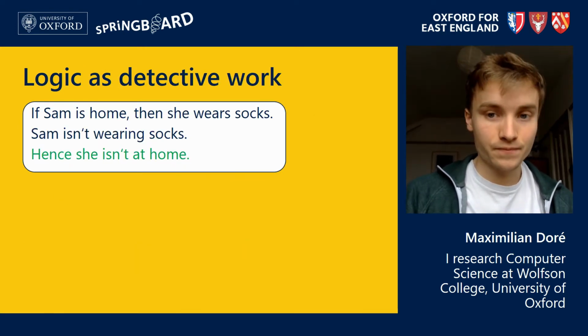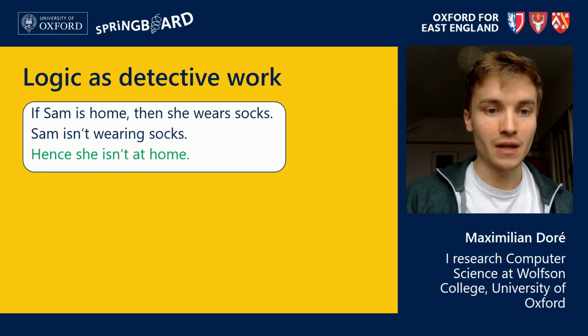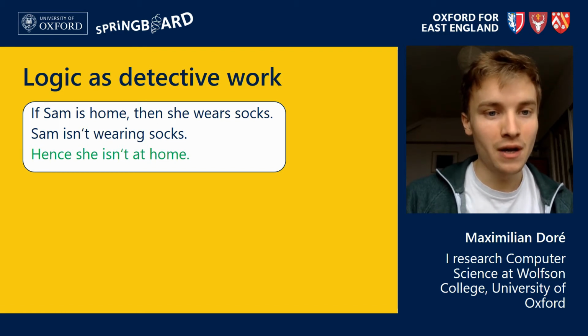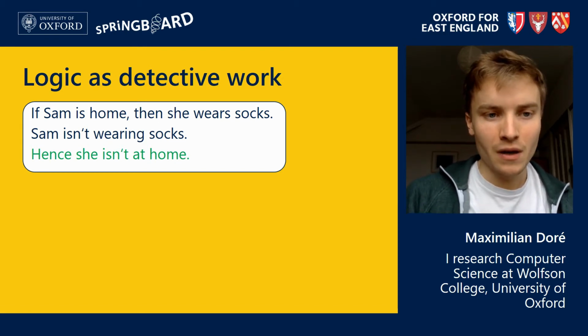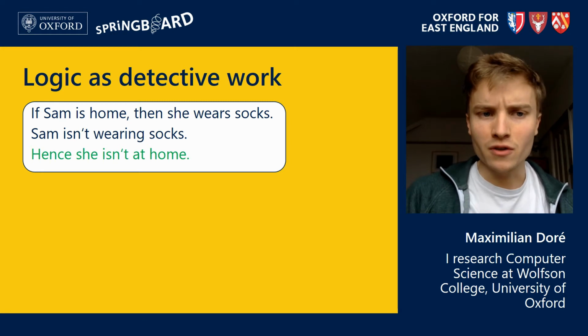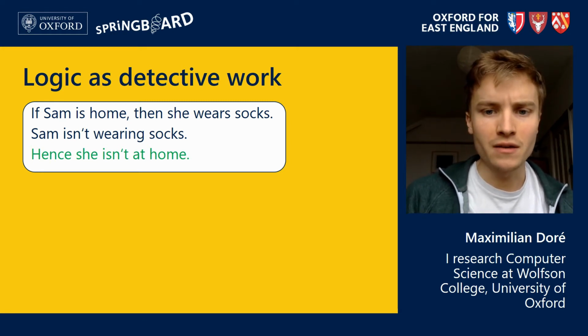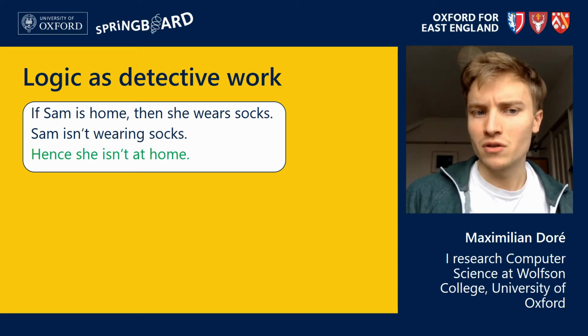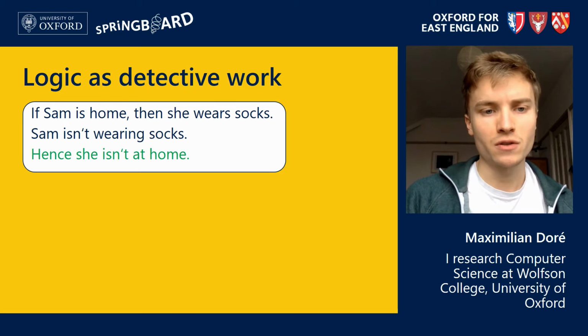So let's see logic in action. Imagine you have a friend Sam, and you know that she's an avid sock wearer. So whenever she's at home, she'll wear socks. And now you learn she isn't wearing socks. Maybe she's texted you that her bare foot got stung by a wasp. So then you infer that she can't be at home, right? Because if she were at home, she would be wearing socks.